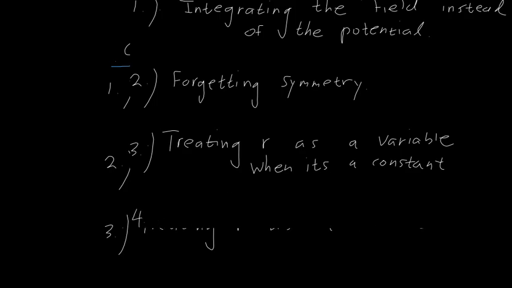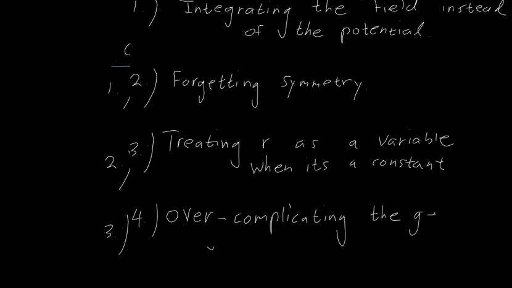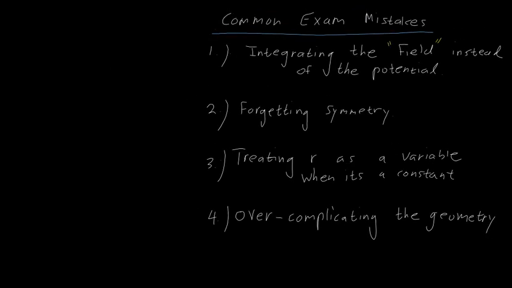And then number four, finally, overcomplicating the geometry. All of these are extremely important when it comes to common exam mistakes, so follow them to a T, please. If you just fix this one habit, choosing the right quantity, E&M becomes a much easier course.